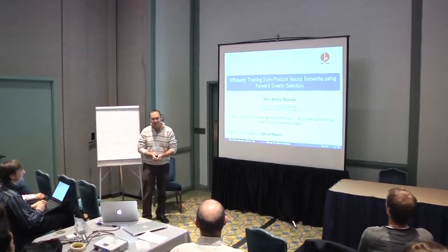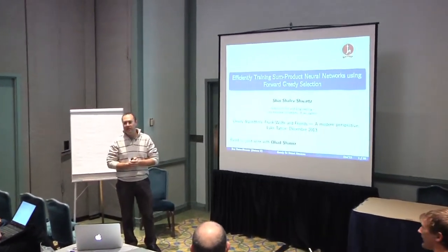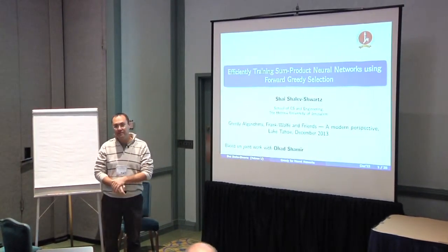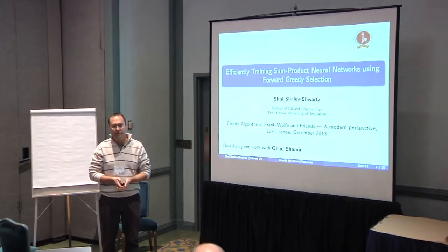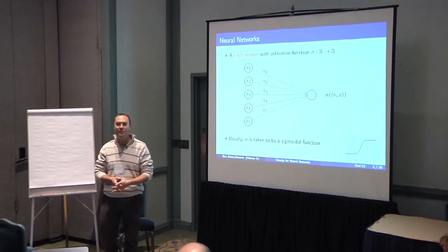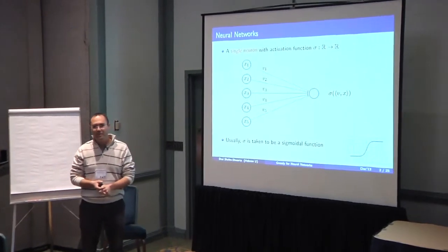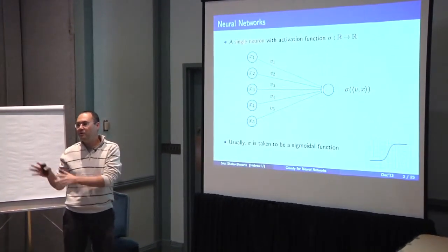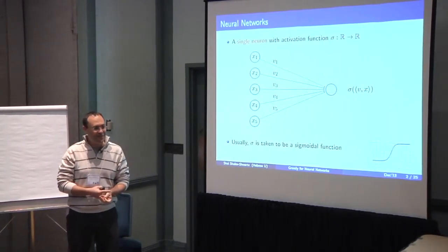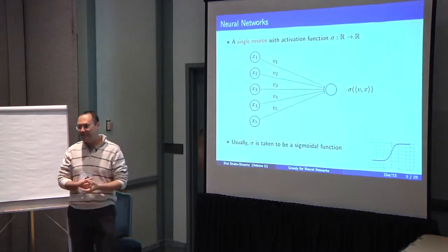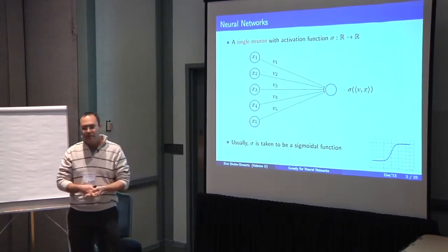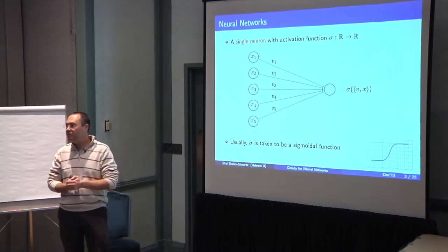And so I'm going to talk about a use of greedy algorithms for training a special form of neural networks. I would like to start with a short description of what neural networks are, because I think that many people are familiar with neural networks but do not come to this type of workshop. And I think there is an opportunity here for optimizers to think about these problems as well. So let me start with describing what a single neuron is.